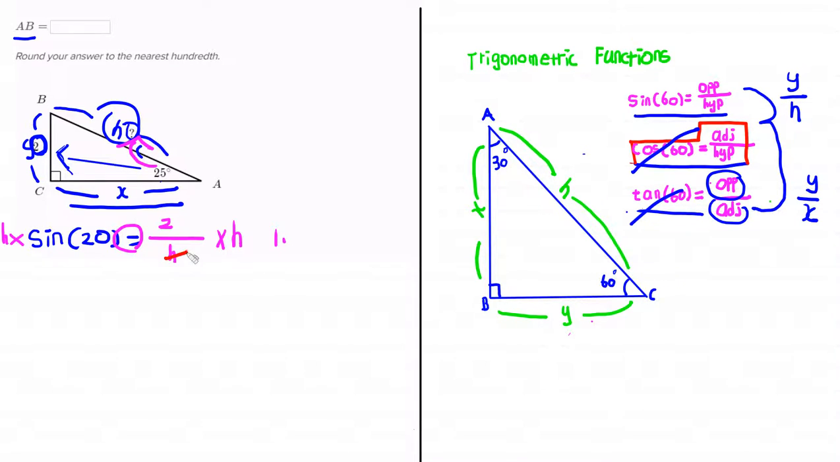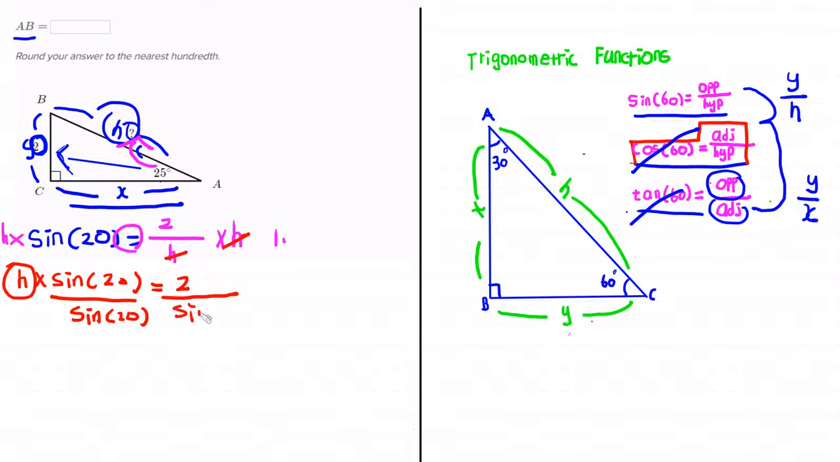And this h will cancel out, and it will be h times sine of 25 is equal to 2, and we can divide both sides by sine of 25 to isolate h on the left side. The result of this equation will be h equals 2 over sine of 25.